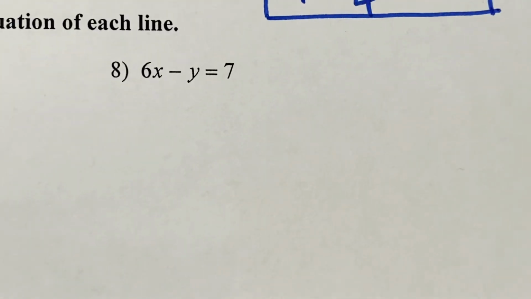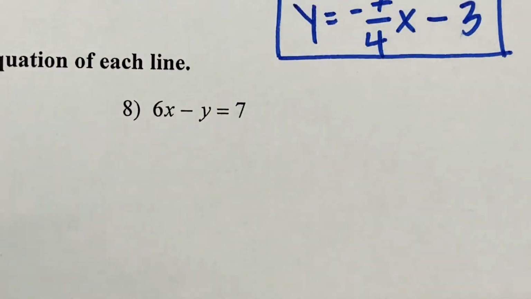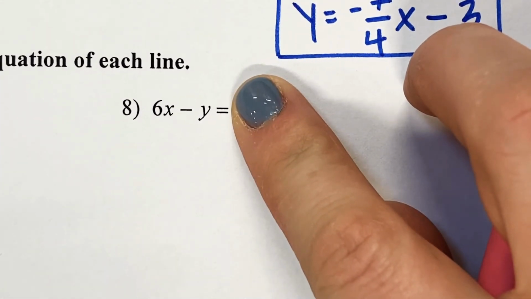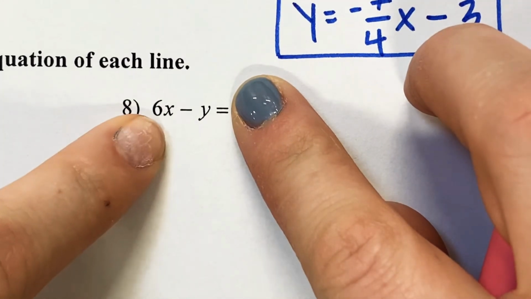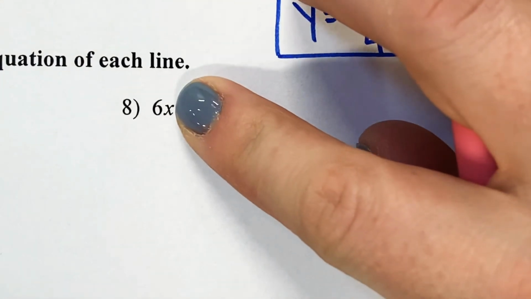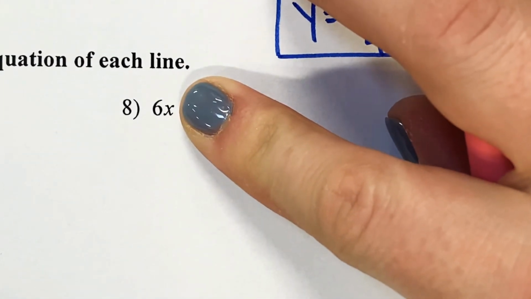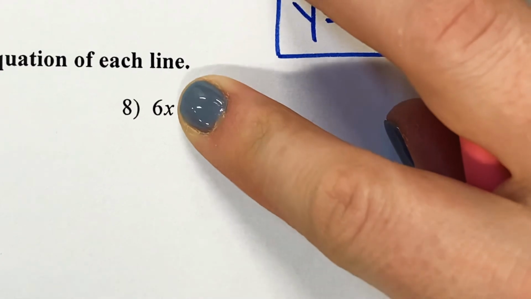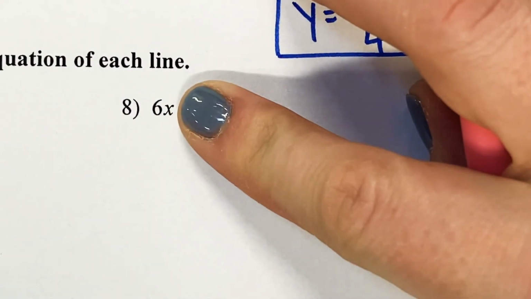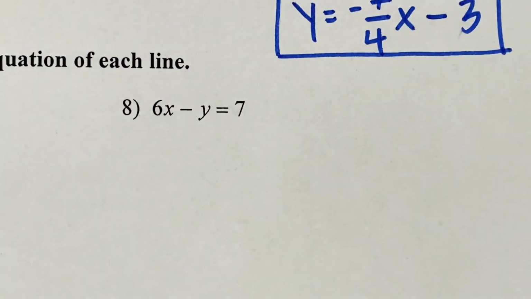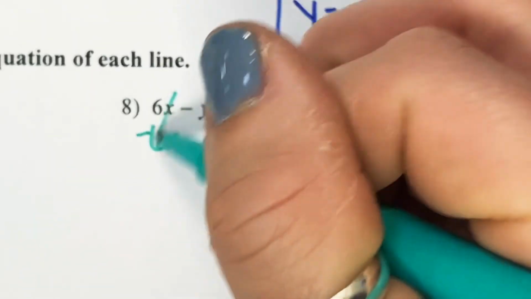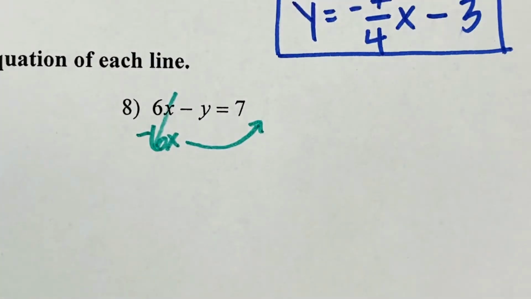Perfect. Okay, let's look at number 8. What is the only thing that's on the same side as my y? Okay, there's actually two things. I see a 6x and I see a negative sign. Well, let's look at what's farthest away from our y first. It's this 6x, a positive 6x. We're going to move this whole piece over. So what is the opposite of a positive 6x? It's going to be a negative 6x. That cancels it out, moves it over there.